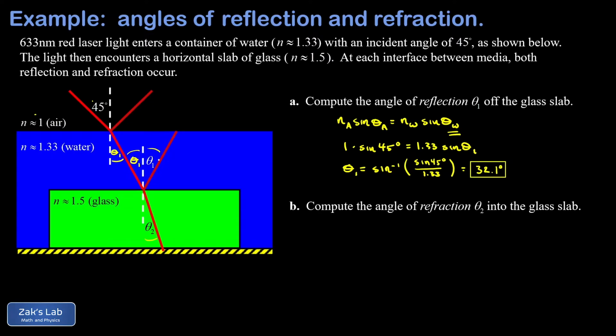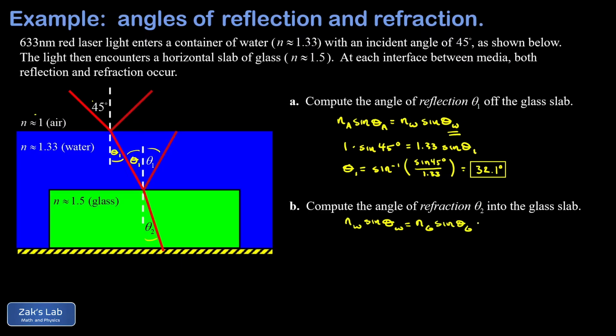And we've already figured out that's the same as the incident angle onto the glass, and it's the same as the reflected angle off of the glass. So in part B, we want the angle of refraction into the glass. And in part A, we just found the incident angle. So we apply Snell's law again.